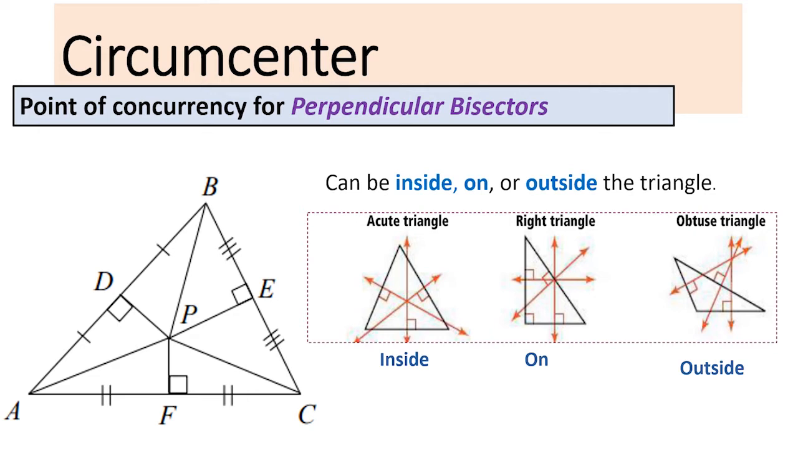So as you can see here, the circumcenter is inside when you have an acute triangle. If you have a right triangle, it's actually going to be on a side of that triangle. And if it is an obtuse triangle, because we have this obtuse angle right here, it is actually going to be on the outside of that triangle.